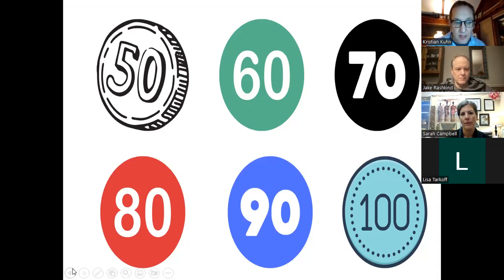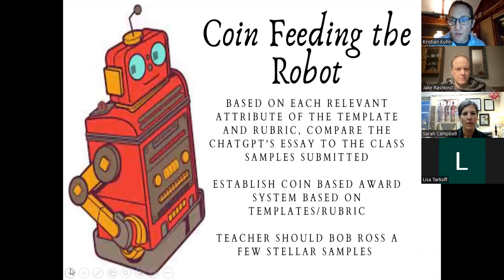And just as one little caveat here, as ChatGPT progresses in its exemplars and models, he's going to get craftier. So what I did was I pretended to be the epitome of the laziest kid that I have using ChatGPT, to the kid that really wants to finagle ChatGPT and make it sound like himself or herself. So the initial samples or models are going to be kind of lackluster, and then I'm going to pour it on with ChatGPT and then show you what my students are doing. So here's what we did. Based on each relevant attribute of the template and rubric, compare the ChatGPT's essay to the class sample submitted.